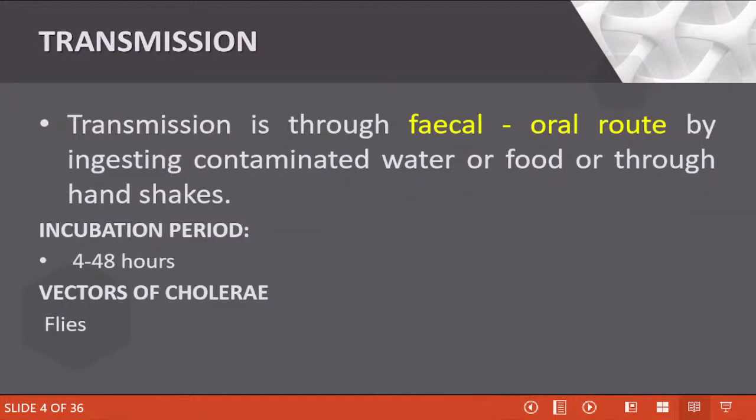Having defined it, ladies and gentlemen, what is the mode of transmission? So cholera is transmitted through fecal-oral route. So you can get it by ingesting contaminated water or food through handshakes and others. The incubation period for cholera is 4 to 48 hours, and the vector are flies. So the incubation period is 4 to 48 hours, meaning someone within 2 days, if they're not managed, can die, and we wouldn't want that.